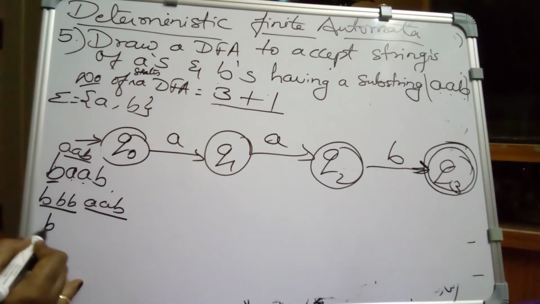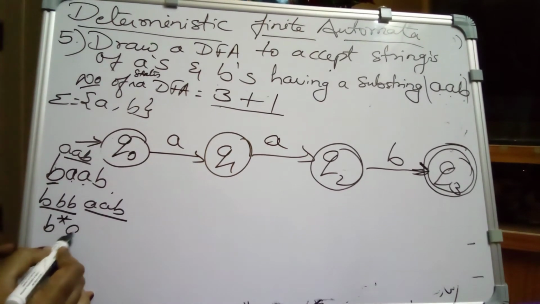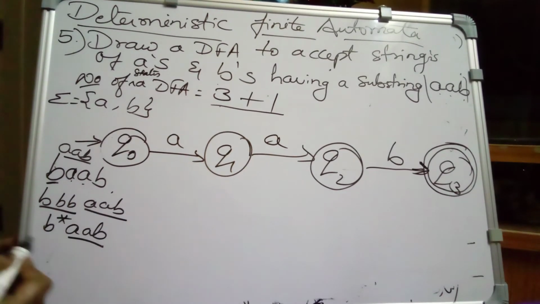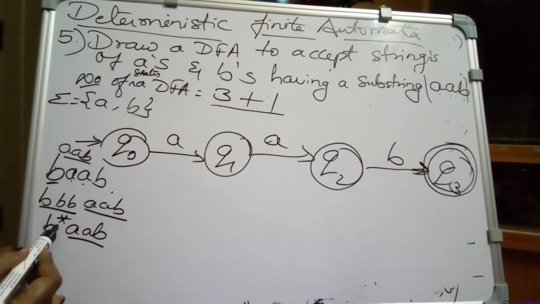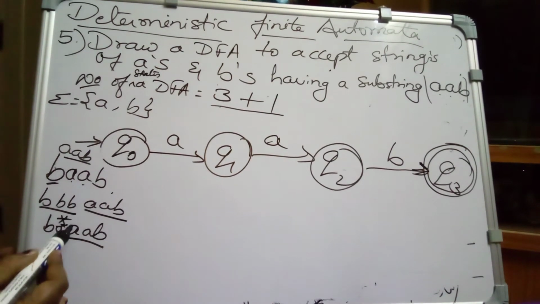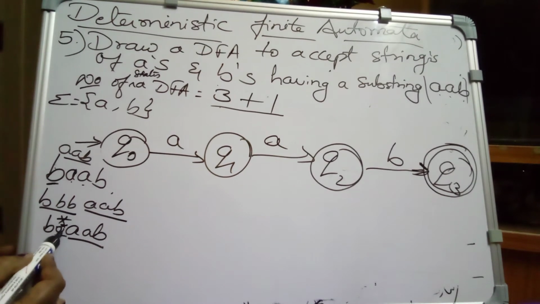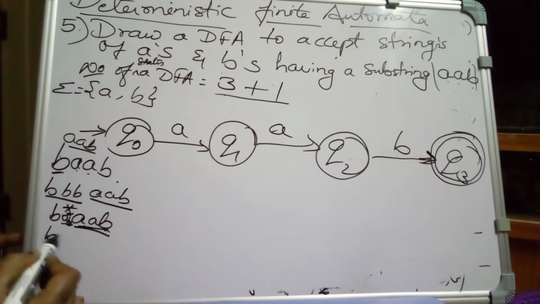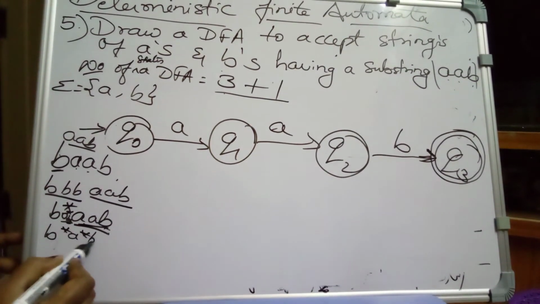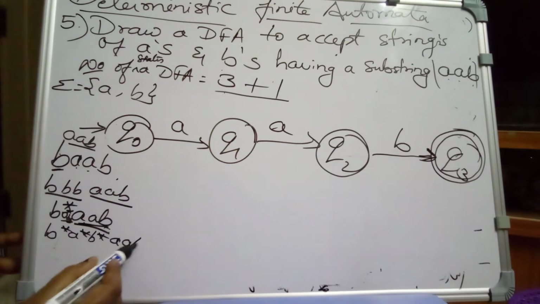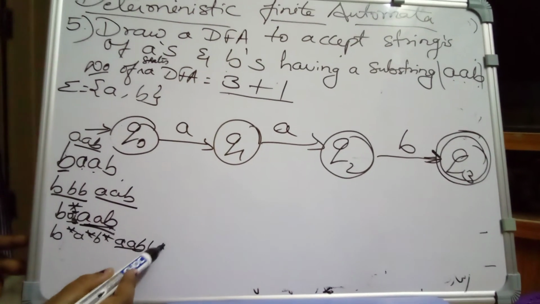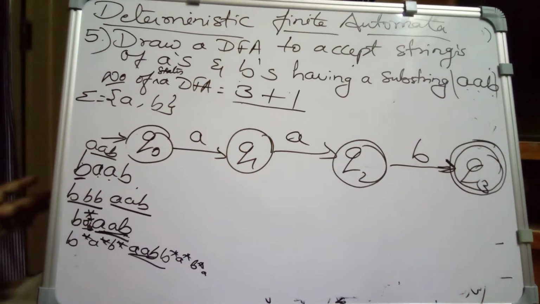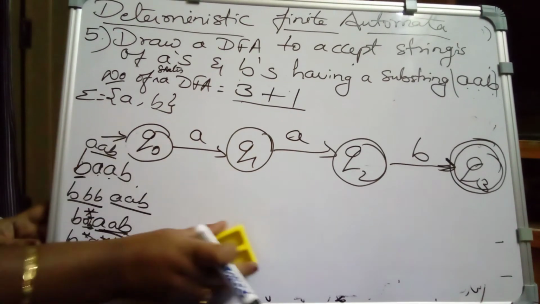So the regular expression for this is B star followed by AAB. It should have a substring. Or it can have B star followed by A star also. It can have any number of A's or any number of B's. The only thing is it should have the substring AAB. Before and after that there can be any number of A's or B's, but it should have the substring AAB. So how to write it now?